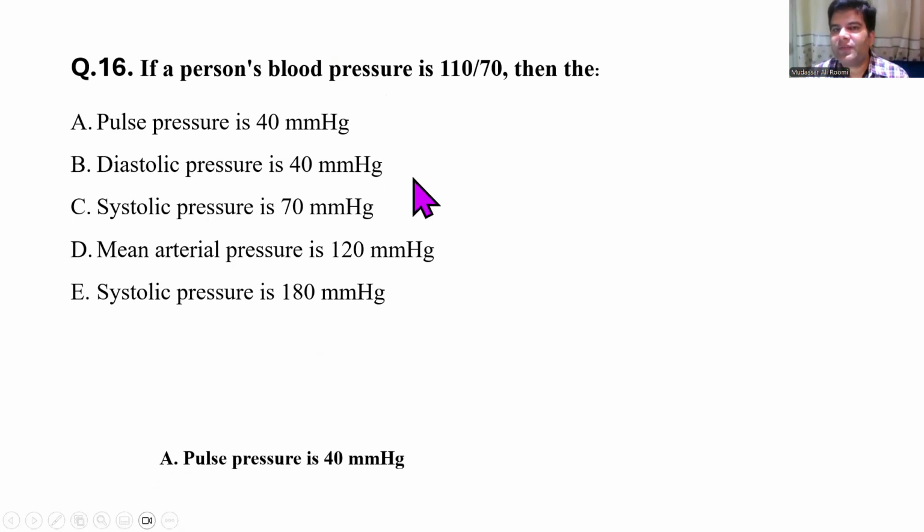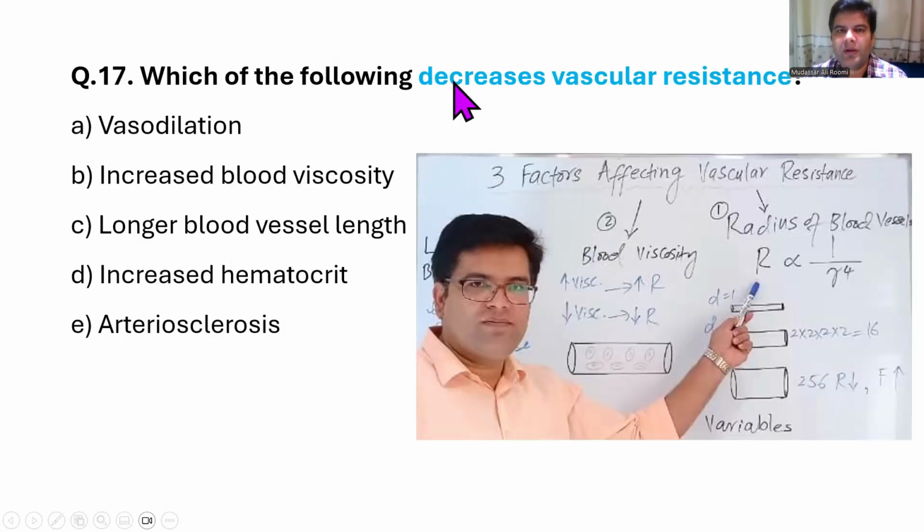Pulse pressure, yes, which is the difference between 110 by 70. So the difference between these two will be 40 millimeter of mercury. That's the pulse pressure. Diastolic pressure is 40. This is wrong because diastolic is 70 here. Systolic is 70? No. Systolic is 110 millimeter of mercury. Mean arterial pressure 110? No. Mean will be somewhere in between 110 and 70. And systolic pressure is 180? Rather, systolic is 110 millimeter of mercury.